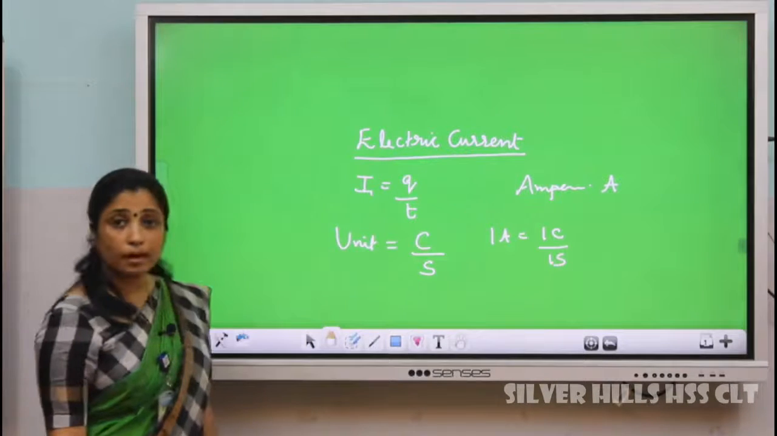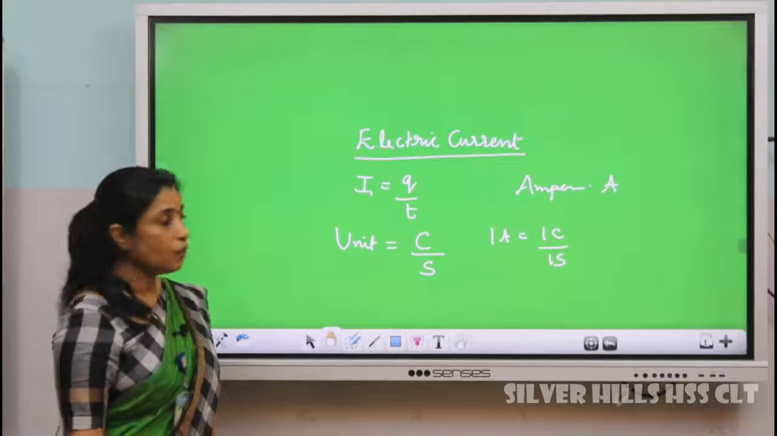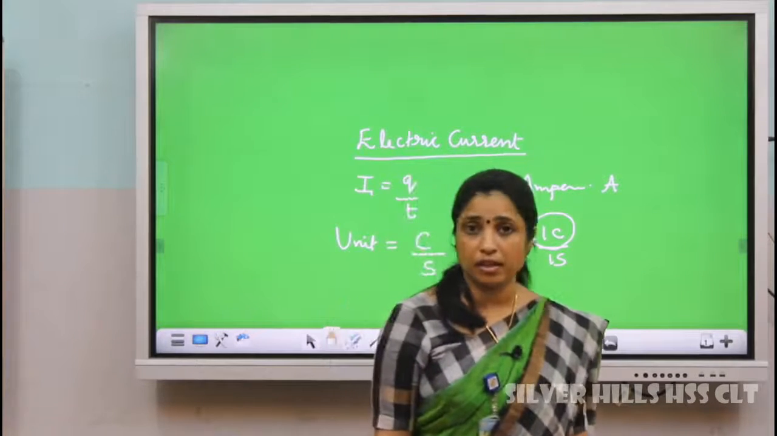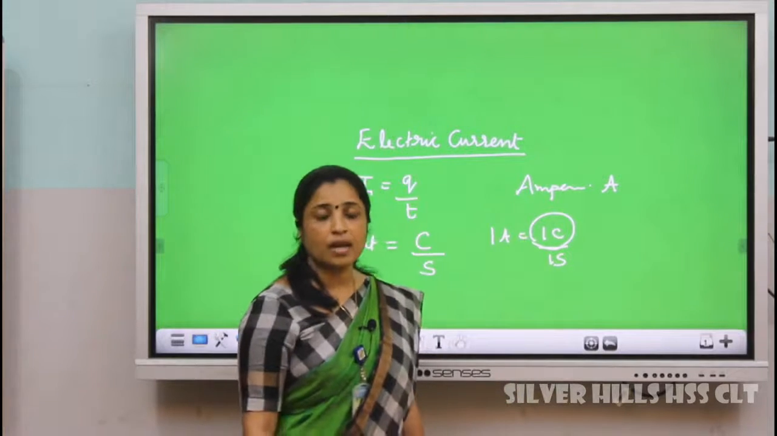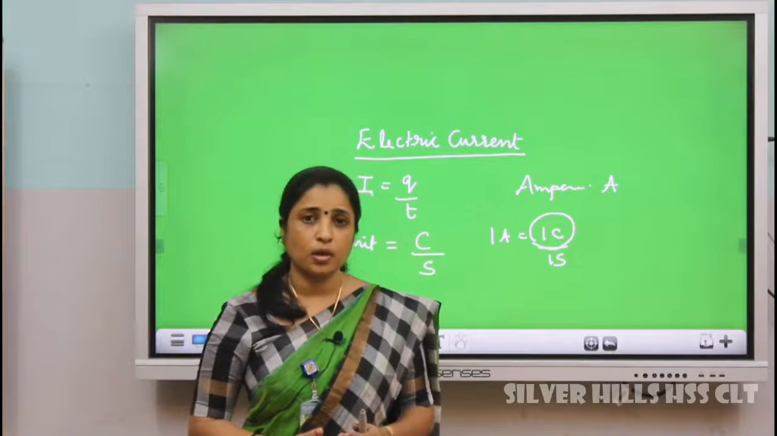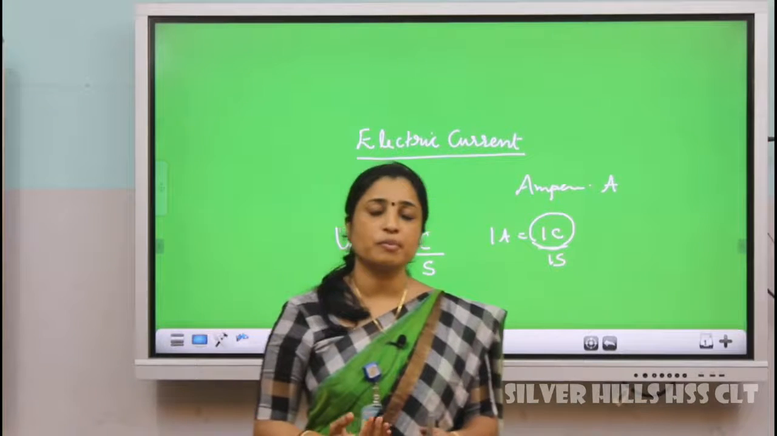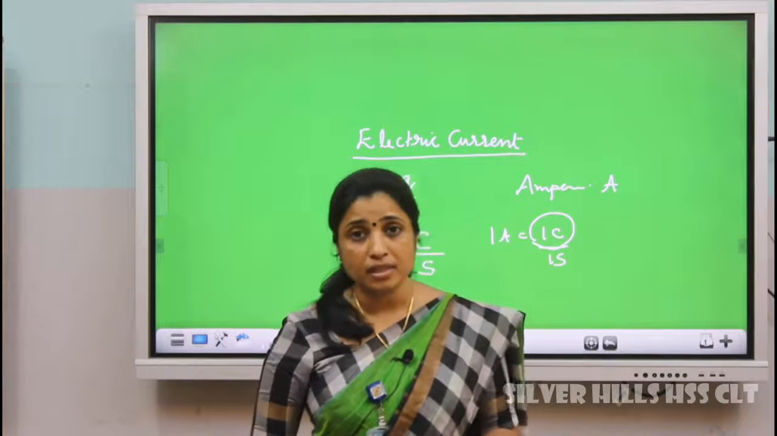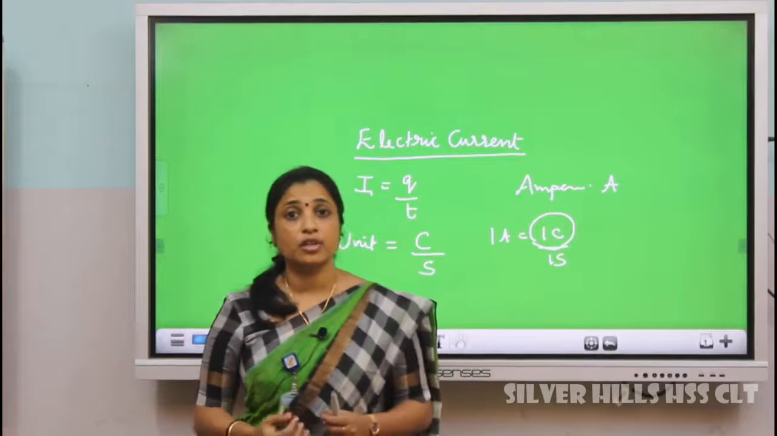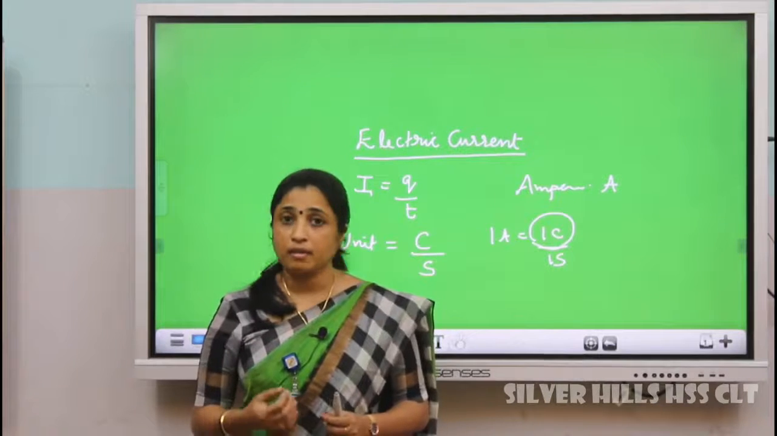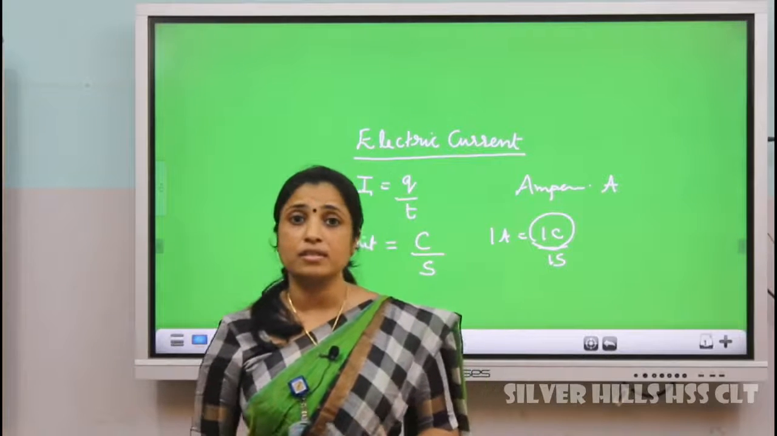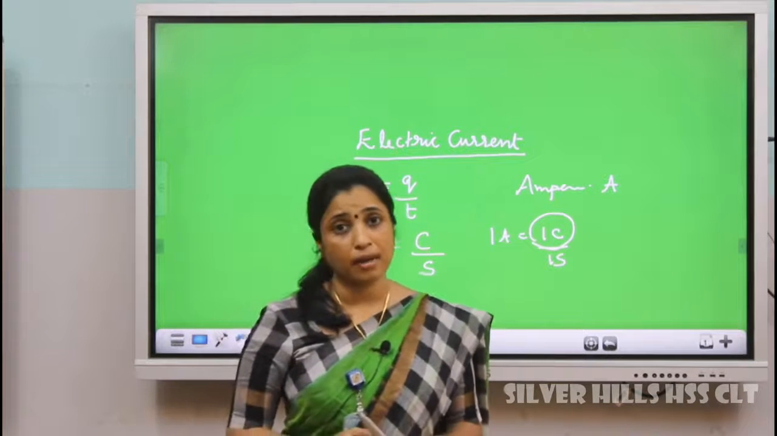So you can define 1 ampere as that current produced when a charge of 1 coulomb flows through a conductor of uniform cross-sectional area for 1 second. Other smaller units of current are milliampere, microampere, etc. 1 milliampere is equal to 10 raised to minus 3 ampere. 1 microampere is equal to 10 raised to minus 6 ampere. You should also know that the current in a domestic appliance is 1 ampere. The current carried by lightning is 10 raised to 4 amperes. The current through our nerves is 10 raised to minus 6 or 1 microampere.